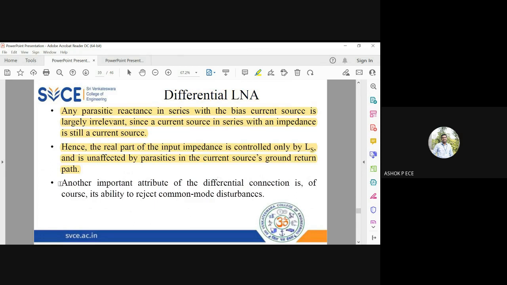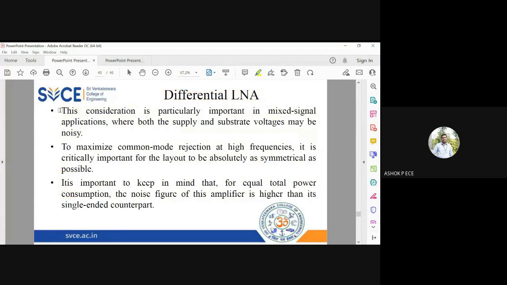And another important feature of differential configuration, it will reject the common mode disturbances. In differential amplifiers, we have studied CMRR, common mode rejection ratio. Same thing here, differential LNA. So all the common mode signals are rejected here, meaning that they cancel out effectively. So when you are going for mixed signal applications where supply and substrate may be noisy, in that case, it is very, very important to reject the noise signal and only consider the input signal. So in that way, differential LNA is going to be very, very helpful.